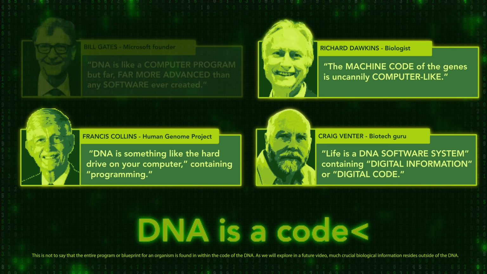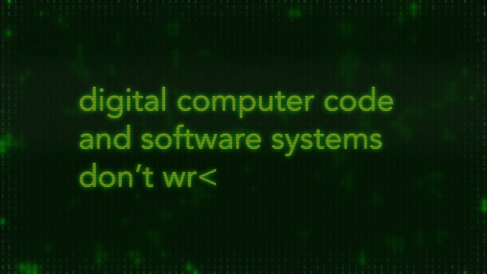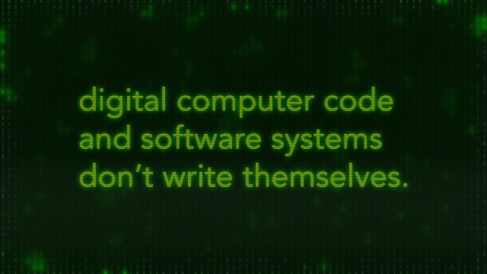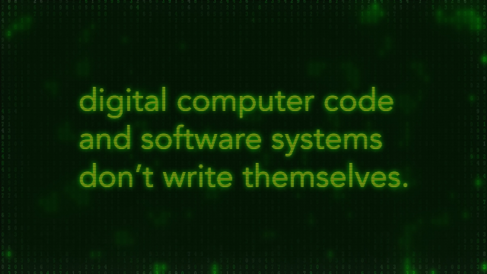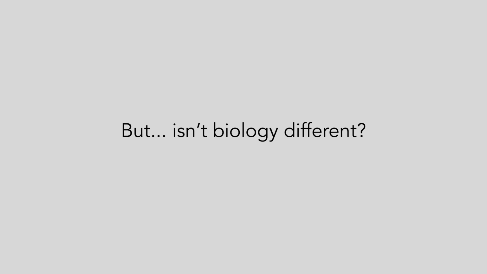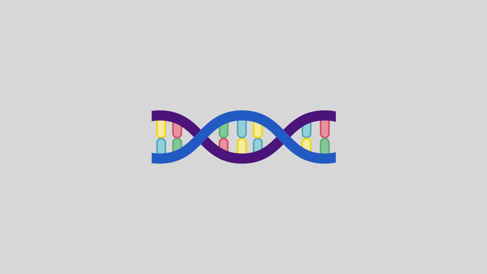This is absolutely amazing because we know that digital computer code and software systems don't write themselves. Advanced programmed technology only comes from one source, intelligence. Of course, some people claim that the DNA code is an exception. They say it could have developed without intelligence.